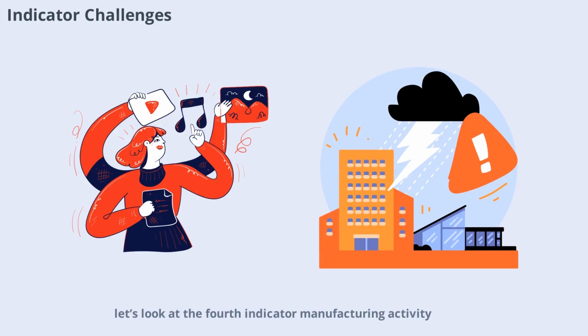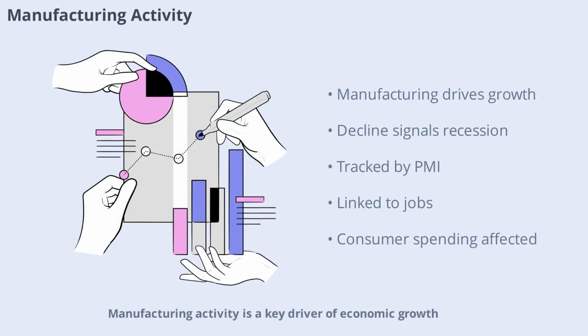Next, let's look at the fourth indicator, manufacturing activity. Manufacturing activity is a key driver of economic growth. When factories are busy and production is strong, the economy tends to grow. But when manufacturing slows down, it's often a sign that a recession is coming. Economists track manufacturing activity through surveys and reports like the Purchasing Managers' Index (PMI). A sharp decline in manufacturing signals that businesses are cutting back, demand is falling, and the economy may be heading for trouble. This indicator is especially important because manufacturing is closely linked to jobs and consumer spending.